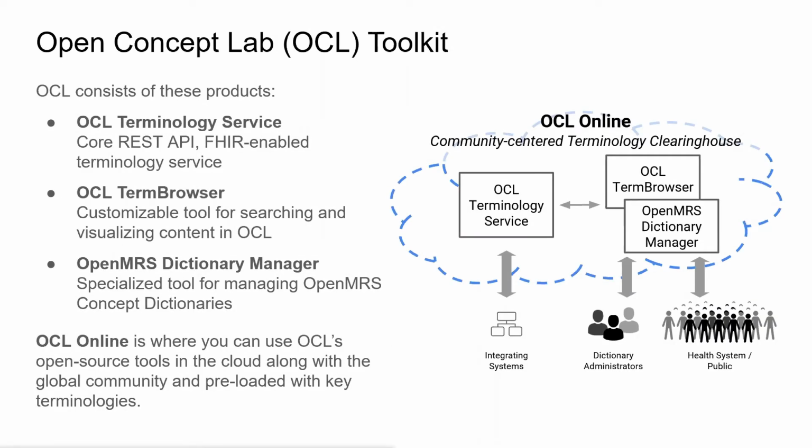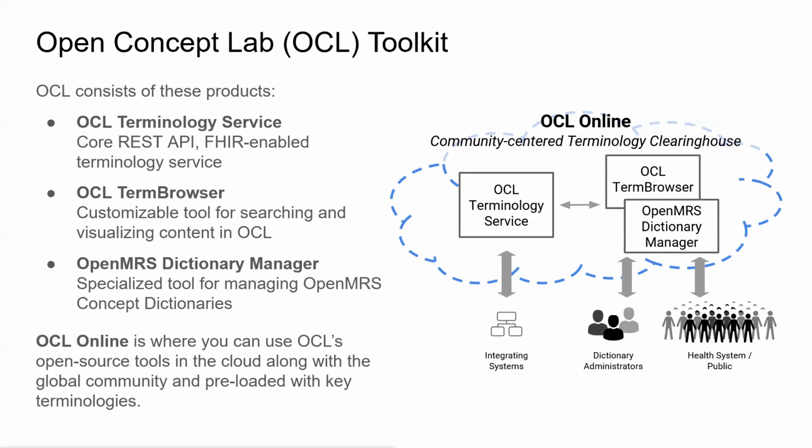Open Concept Lab is made of multiple products. The backbone is the OCL Terminology Service, which is the core REST API that can serve as an architectural component in your health information exchange. This API serves as the backend for the other user interface products, including the OCL Term Browser and the OpenMRS Dictionary Manager. This terminology service drives everything that OCL does, allowing users to interact with the database by retrieving resources, creating and editing terminology content, and much more.